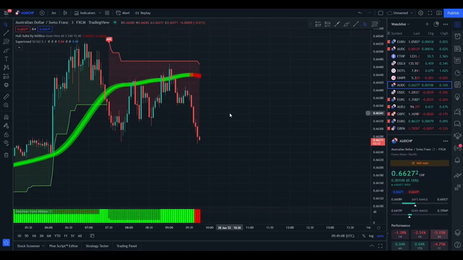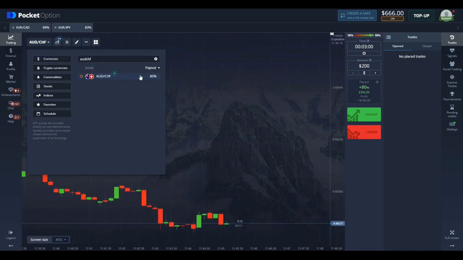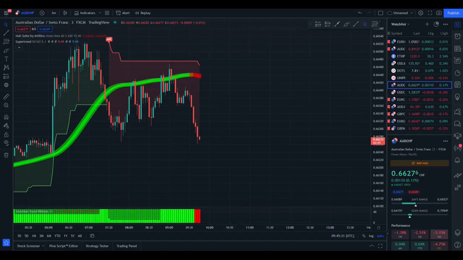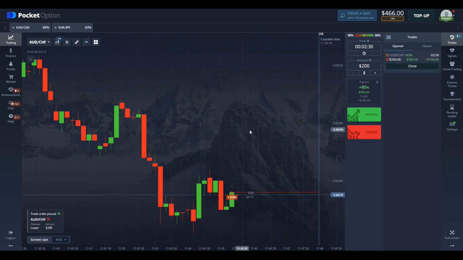And as you can see here, we have another possible entry. The Donchian and Hull indicator has just turned red, and we can see that there's a downtrend forming. So we're gonna enter this trade. Let's see, what's the time currently? 2 minutes, so 2.5 minutes. So let's change to 2 minutes, put 30 seconds here and enter a short position.